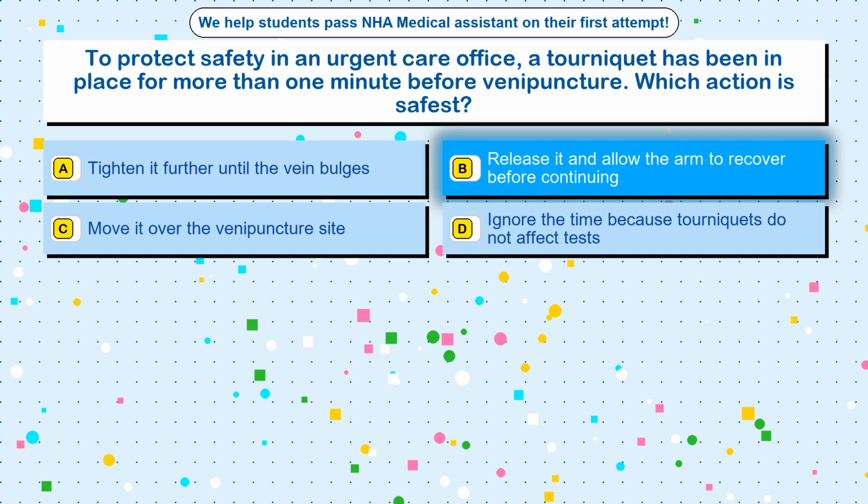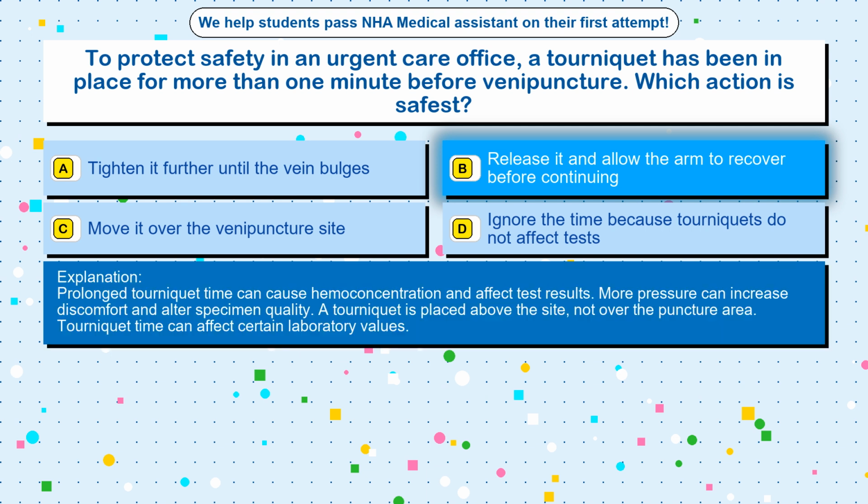The correct answer is option B. Release it and allow the arm to recover before continuing. Prolonged tourniquet time can cause hemoconcentration and affect test results. More pressure can increase discomfort and alter specimen quality. A tourniquet is placed above the site, not over the puncture area. Tourniquet time can affect certain laboratory values.